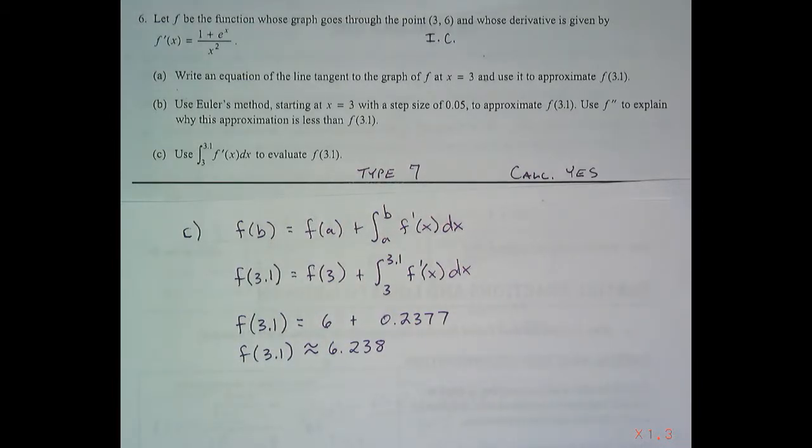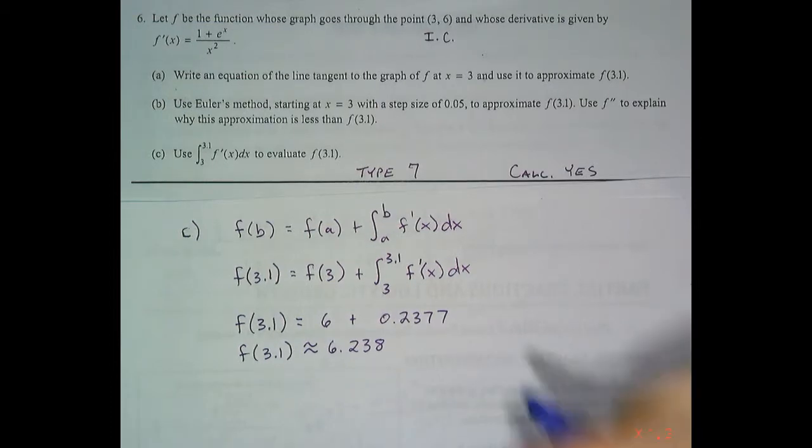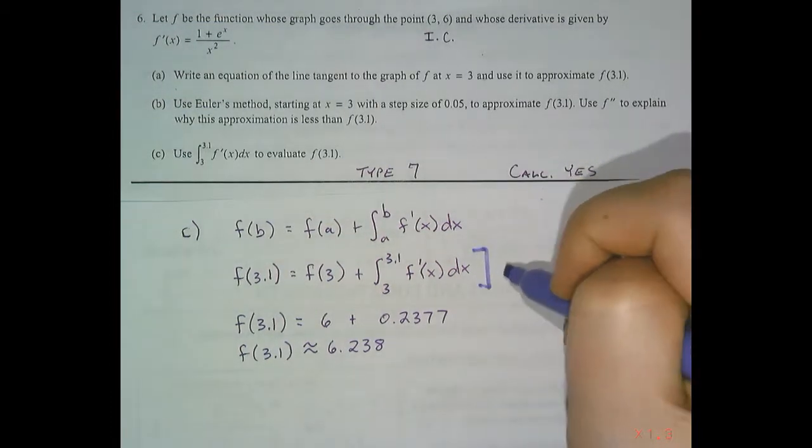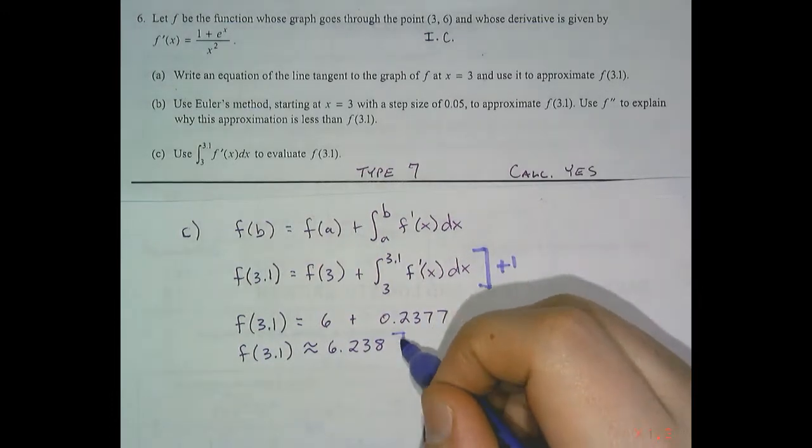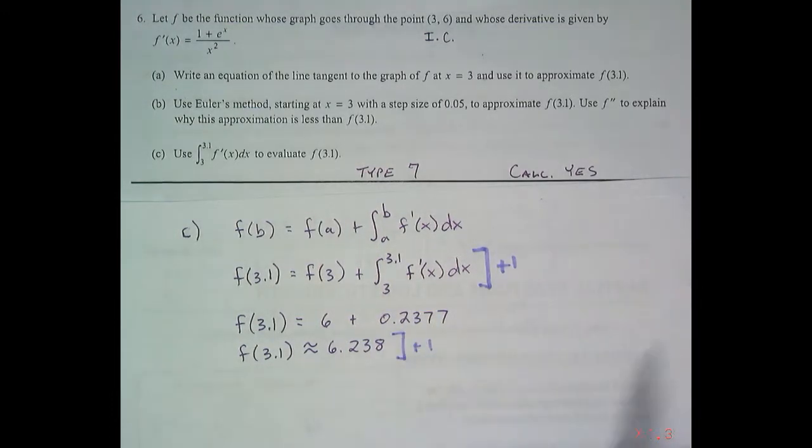Okay, the points breakdown for this portion is you get 1 point if you use the fundamental theorem of calculus, and you get 1 point if you correctly evaluate the answer. So there we go. That's question number 6 from the 1999 exam.